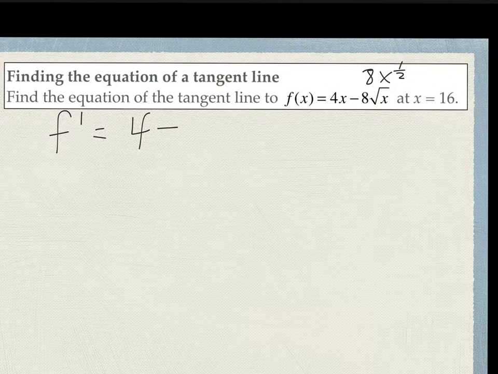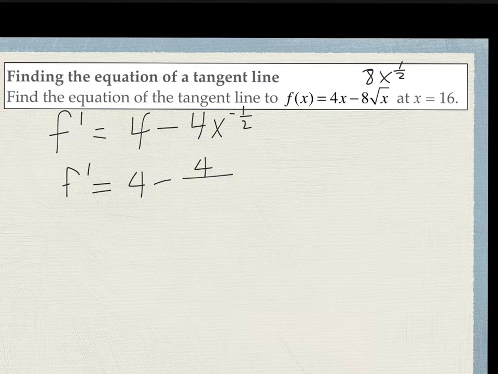So if I drop down the half, it would become 4x. What's 1 less than a half again? Negative a half. Now, this is why it's really important to know how to manipulate these, because if I just tried to plug in 16 into that, it would be hard, because I'd have 16 to the power of negative a half. And most people would look at that and be like, I don't know what that means. So instead, if you rewrite this as 4 minus 4 over x to the half, or root x, it becomes much easier to see what you'll get when you plug in 16.